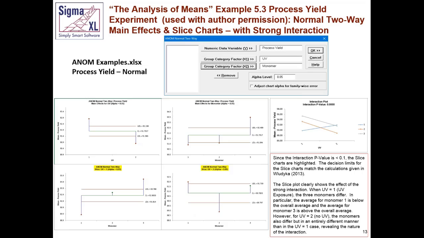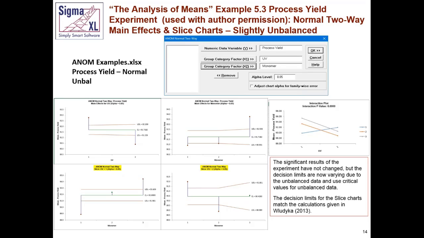This is what the slice plot does. We hold constant one of the variables, so in this case UV equals 1, and then we look at the effect of monomer, and then we hold the UV at 2, and we look at monomer. So that's the slice plot. It's useful when there's a significant interaction, and so that's why it is highlighted if the p-value of the interaction is less than 0.1.